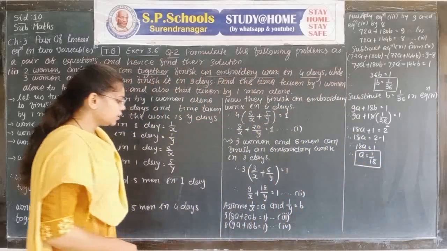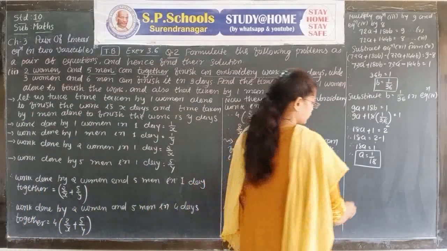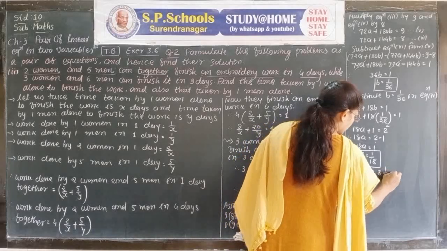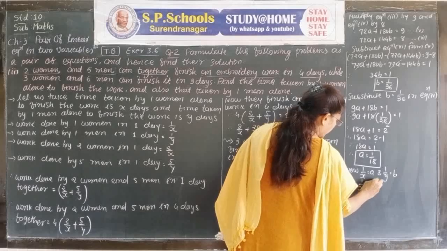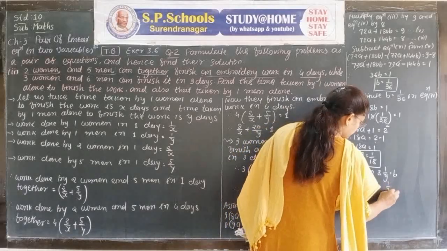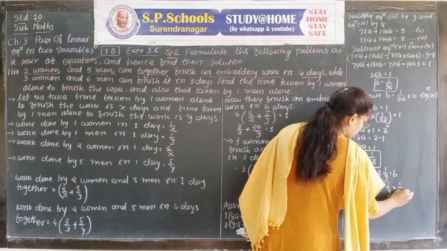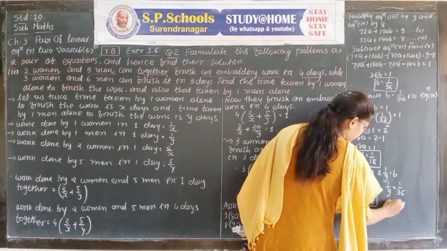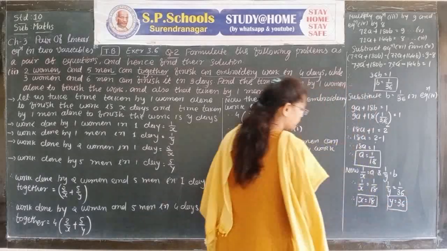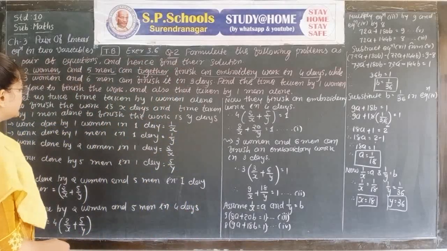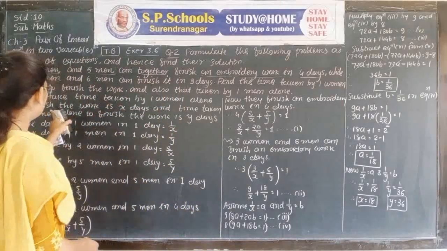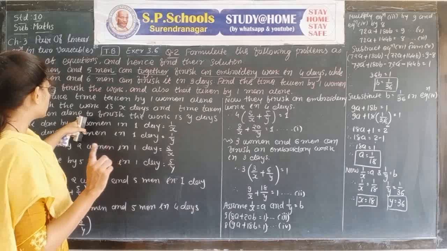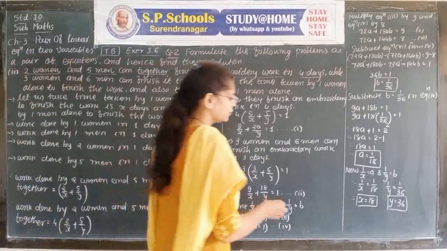Now what we assumed here: 1 upon x is equal to a and 1 upon y is equal to b. That's why 1 upon x is 1 upon 18 and 1 upon y is 1 upon 36. By taking reciprocal, x is equal to 18 and y is equal to 36. Now what is our answer? Therefore 18 days taken by one woman alone to finish the work, and y means the number of days for men, 36 days taken by one man alone to finish the work.